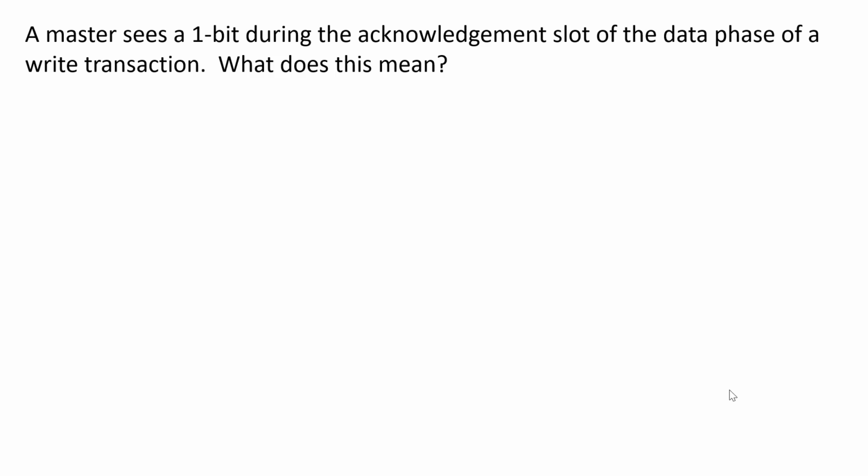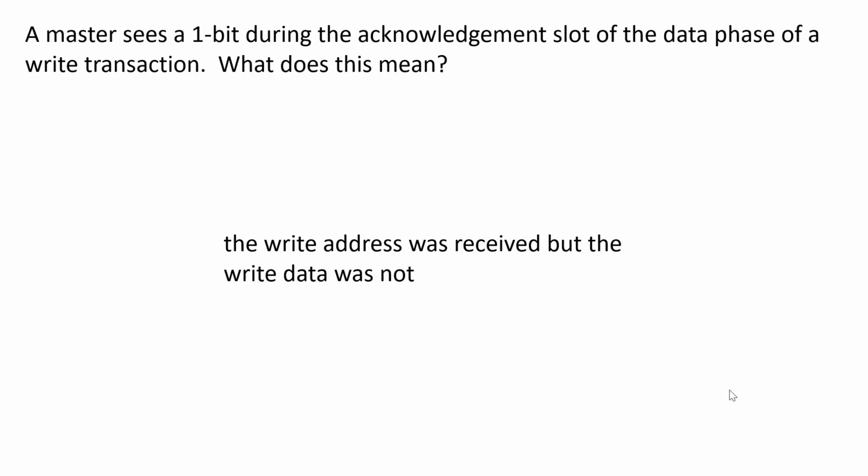Master sees a 1 bit during the acknowledgement slot of a data phase. What does this mean? It means that the right address was received, but the data was not. At least that's one possible interpretation. And that's based on how there's an acknowledgement for both the header and the data.